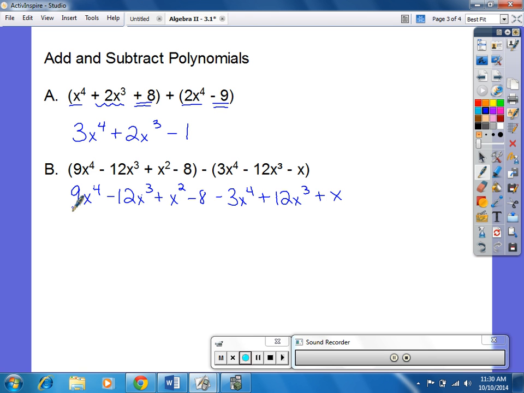Combining like terms. 9x to the 4th minus 3x to the 4th is 6x to the 4th. Negative 12x cubed, positive 12x cubed, those cancel. My next term would be my positive x squared, then my positive x, and last I have my negative 8. And there is the difference of those polynomials. Please pause the video and complete question 2 on your worksheet.